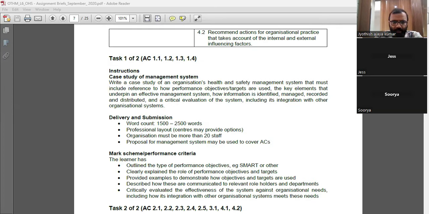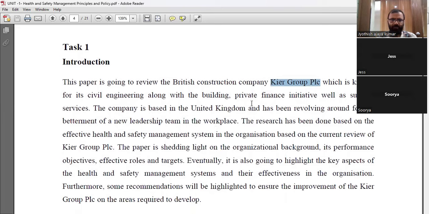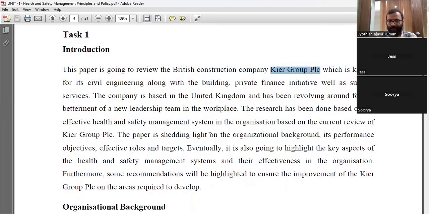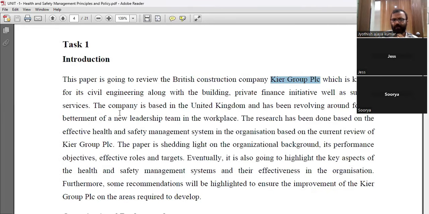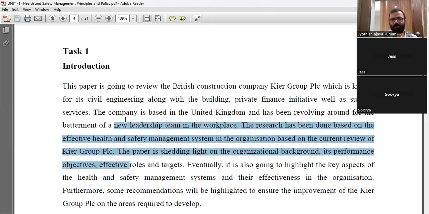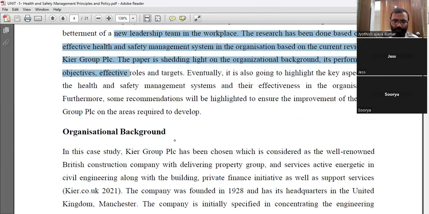Just a second. Let me share the policy that has already been made. In this, the paper is going to review a British construction company, Care Group PLC. They have taken a group known for civil engineering along with building, private finance initiative as well as support services. You can take any group. The company is based in the UK and has been revolving around the betterment of new leadership. So in the first paragraph, we are giving an introduction about the company.